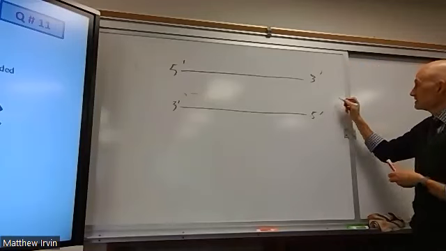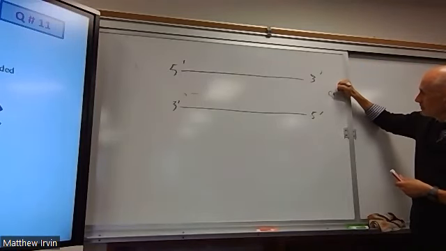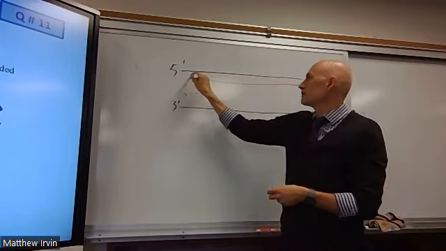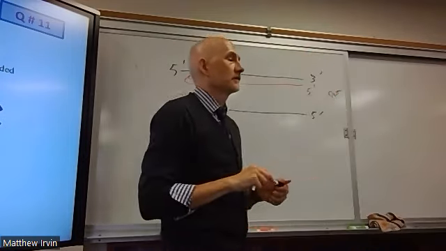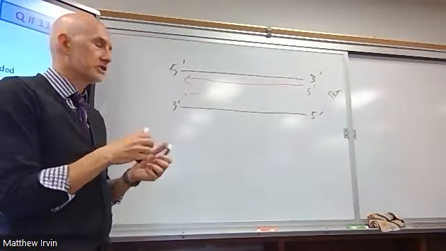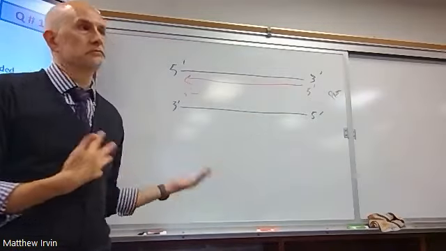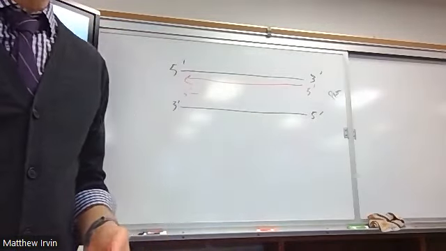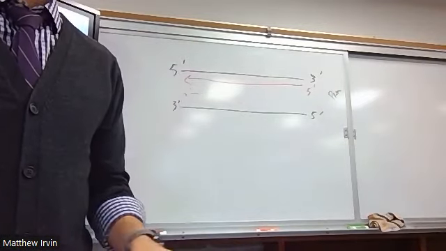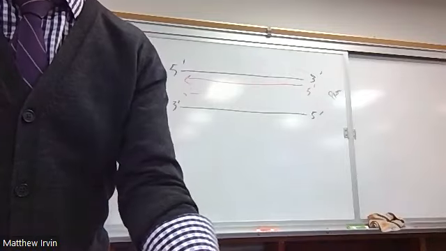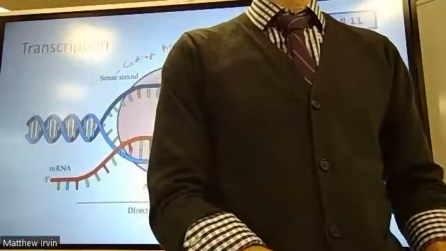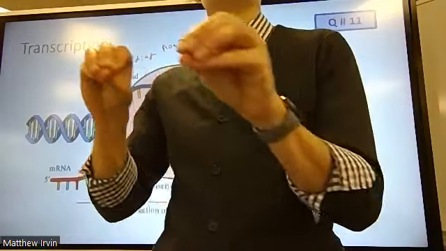If the promoter region was down here, then we would build 5' to 3' this way. So it all depends on where the promoter is. So DNA is always read 3' to 5', whether you are replicating it or you are transcribing it, because we have to read 3' to 5' to build anti-parallel 5' to 3'.